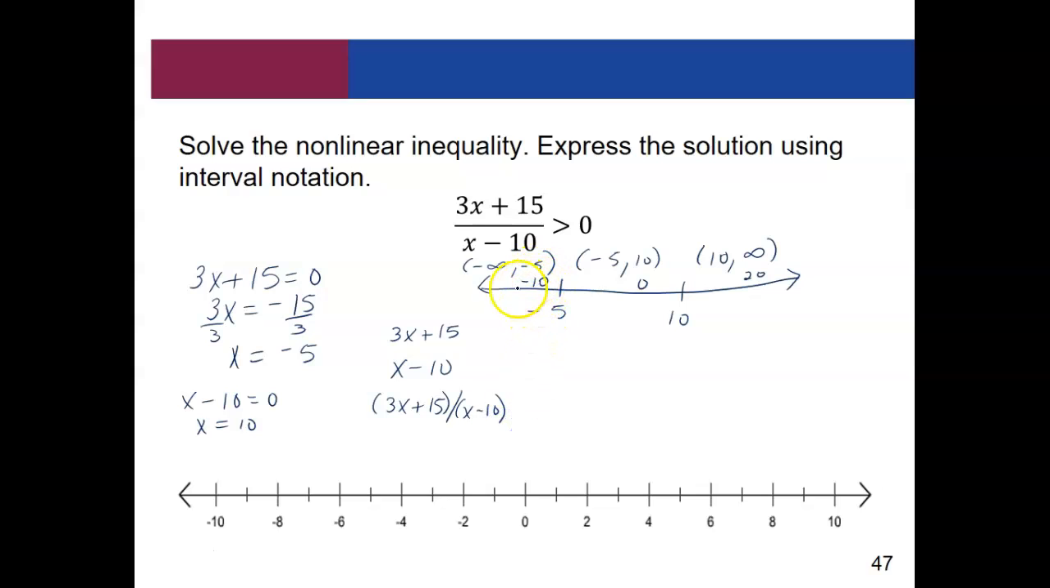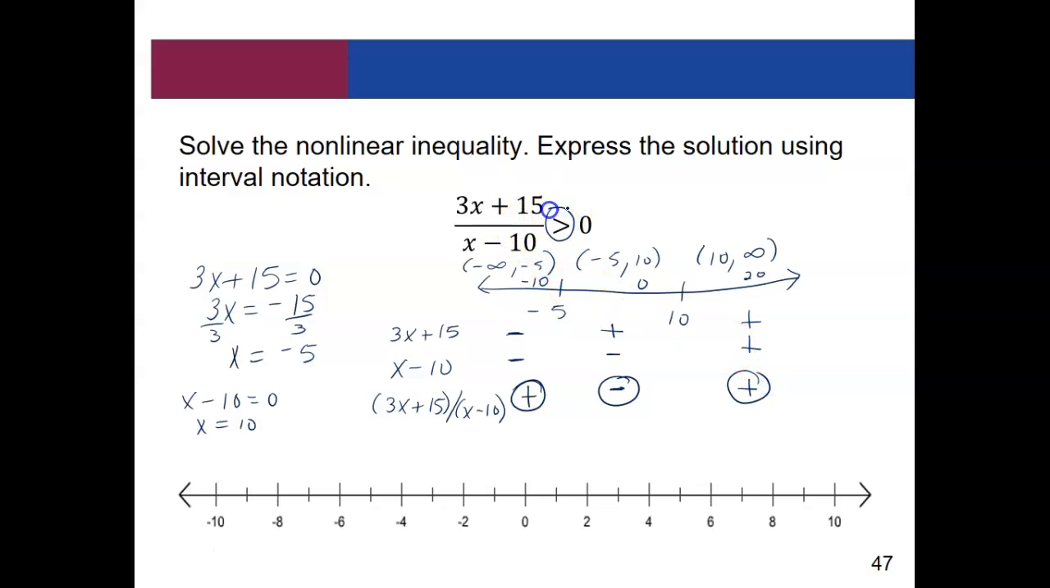Okay, so in the first interval, if I'm putting a -10 in as my test point, then that's going to be -30 plus 15, which is negative. If I put -10 in for the denominator, I'm also going to be negative. Negative times negative is going to give me a positive for this region. If I look at plugging 0 in, 0 is going to give me a positive and a negative. Positive divided by a negative is going to be a negative. And if I put 20 in, I'm going to have a positive and a positive. So positive divided by a positive gives me a positive.